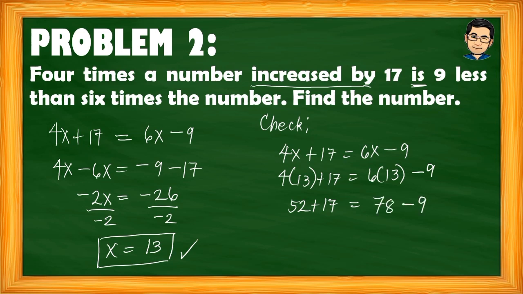So, if we will add 52 and 17, we will get 69. And then, if we will subtract 9 from 78, that is also 69. So, 69 is equal to 69. Therefore, the number that we are looking for is 13.